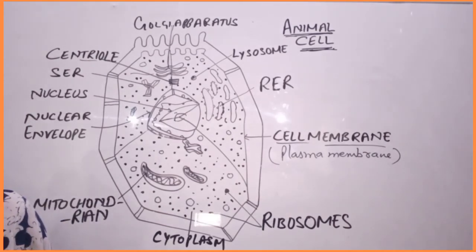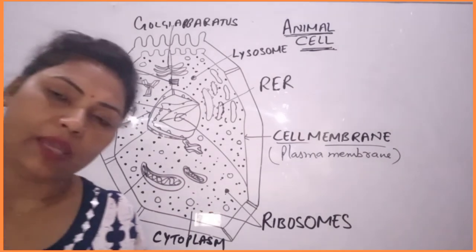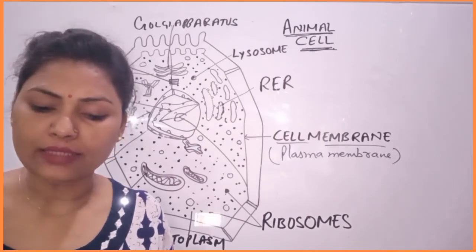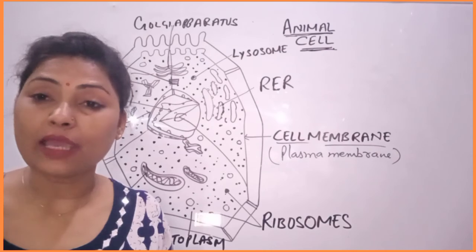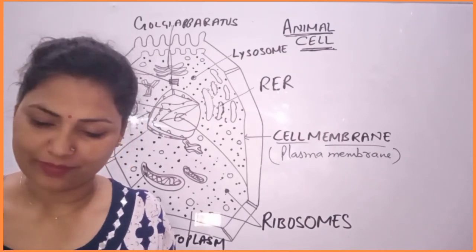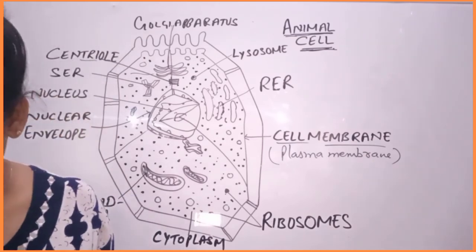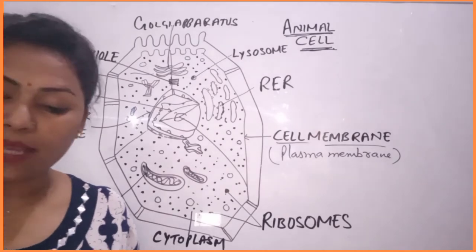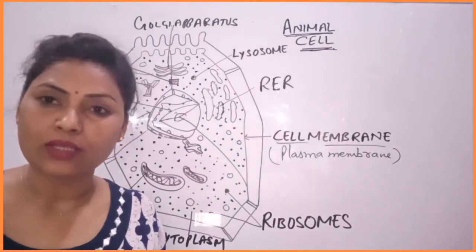Which is the longest cell in our body? In our body, the nerve cell is the longest cell. Name a cell which does not have a fixed shape. That is WBC, which has no fixed shape. Name an organism which does not have a fixed shape. That is amoeba. So these are the questions. And what are suicidal bags? Suicidal bags are lysosomes.